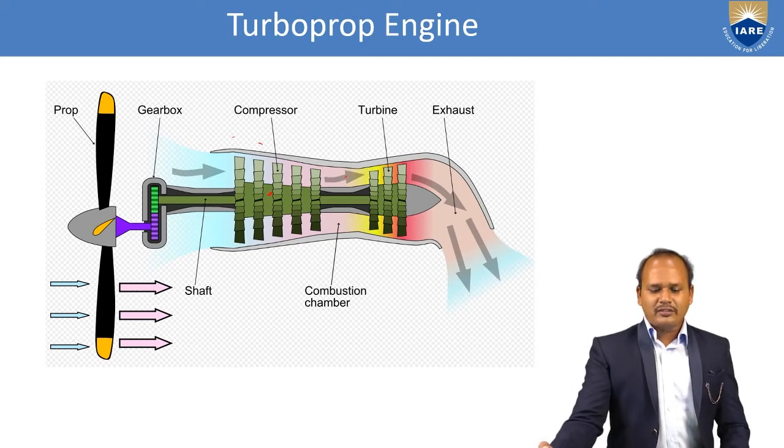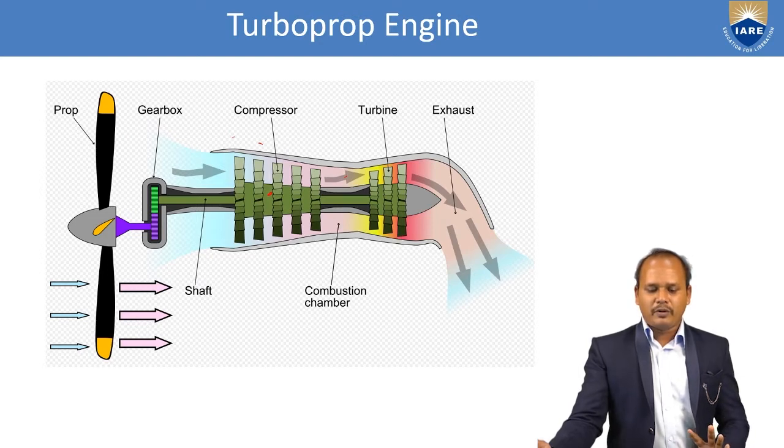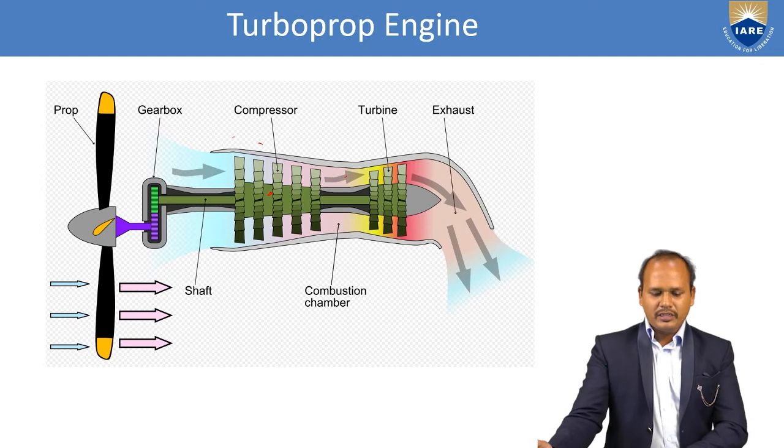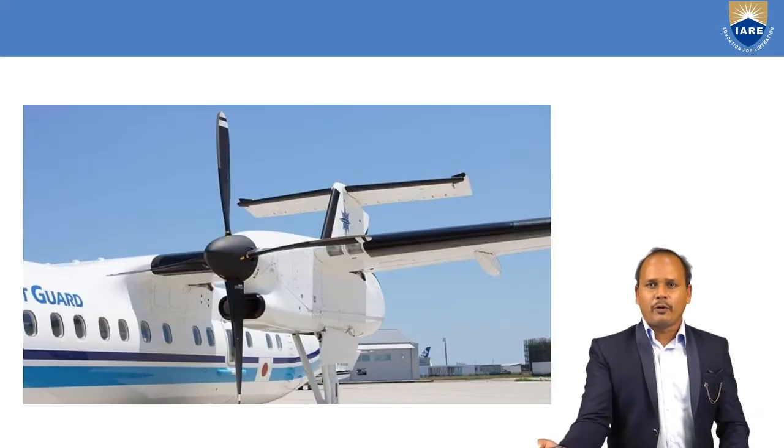So how does this turboprop engine produce thrust, and what are the functions of these individual components? The function of the compressor we know, and the combustion chamber we know, and the turbine also we know. Other than that, what is the function of the exhaust nozzle and the propeller? How is this turboprop engine able to produce thrust force, or shaft power, or propelling power to move an aircraft? That's what we are going to see now. This is an actual turboprop engine.